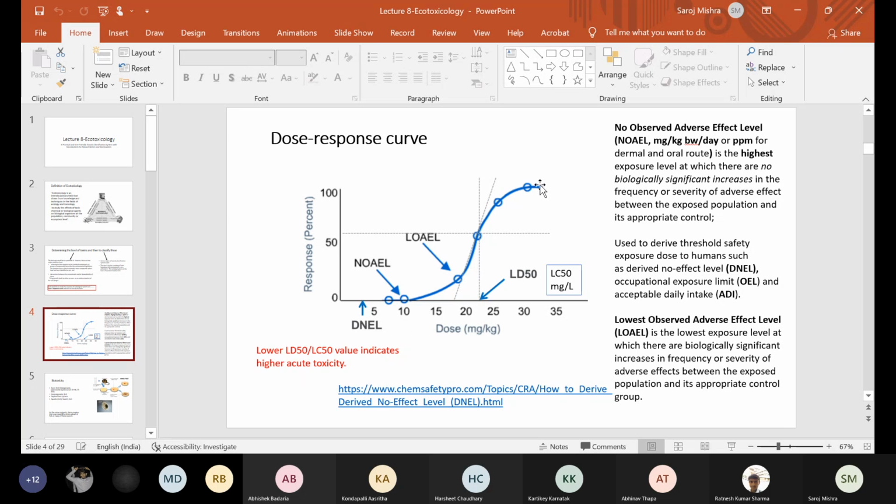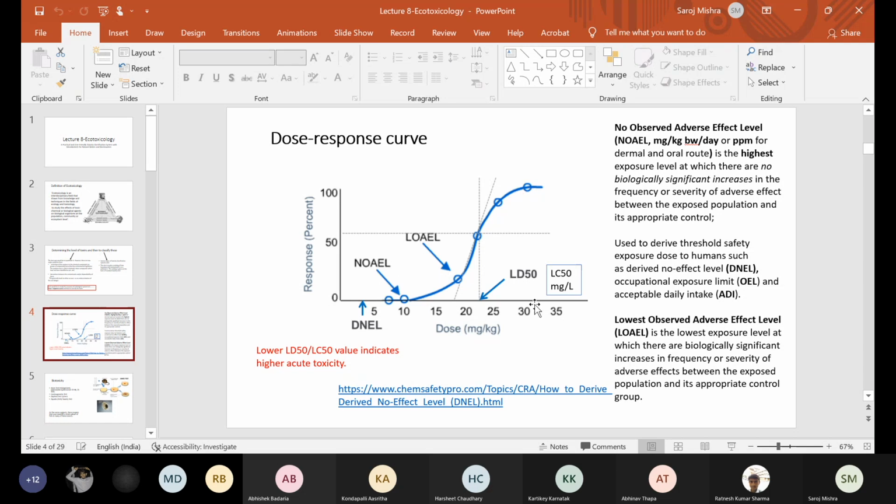Because it's a statistical distribution, the values can actually be derived from the plot. The no observed adverse effect level is the highest exposure level at which there is no biologically significant increase in the frequency of response over the control group. That is called NOAEL. So at this particular level, there is no increase in the response compared to the control, and that value can be derived only from this particular plot.